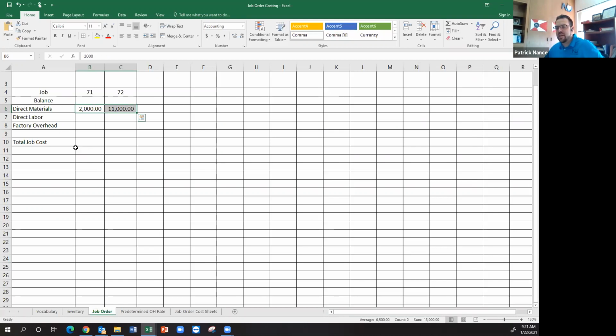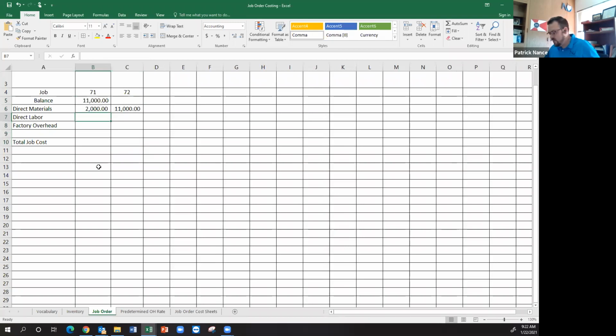So in this case, the other thing that can happen is what happens if job 71 had already been started before this time frame. So there can be balances. In the example that we're looking at here, in chapter 16, there is a beginning balance to job 71. So they had already done $11,000 worth of work, or put $11,000 worth of materials into job 71. Okay, so as we go along, we just continue to keep track.